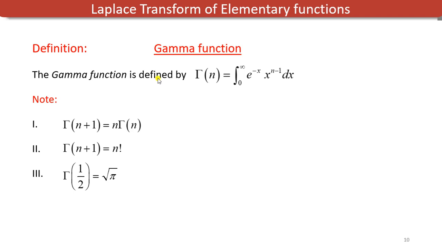And now we are going to see one important definition, namely gamma function. The gamma function is defined by gamma of n is equal to integral 0 to infinity e power minus x, x power n minus 1 into dx. We have some of the results. Gamma of n plus 1 is n into gamma n. Gamma of n plus 1 is equal to n factorial. Gamma of 1 by 2 is equal to root pi.